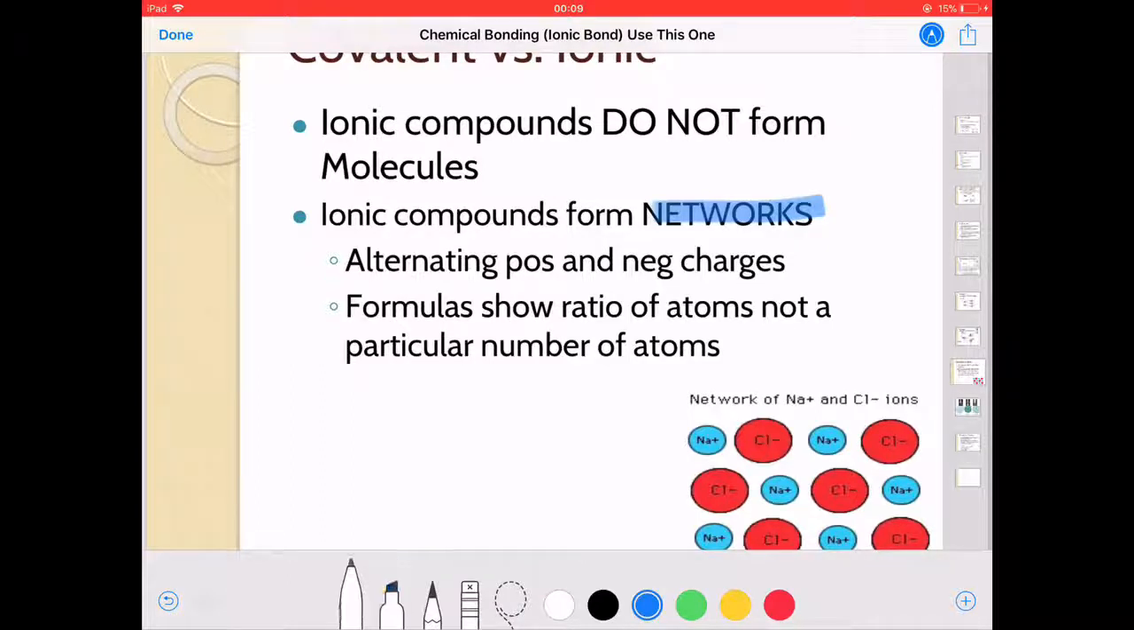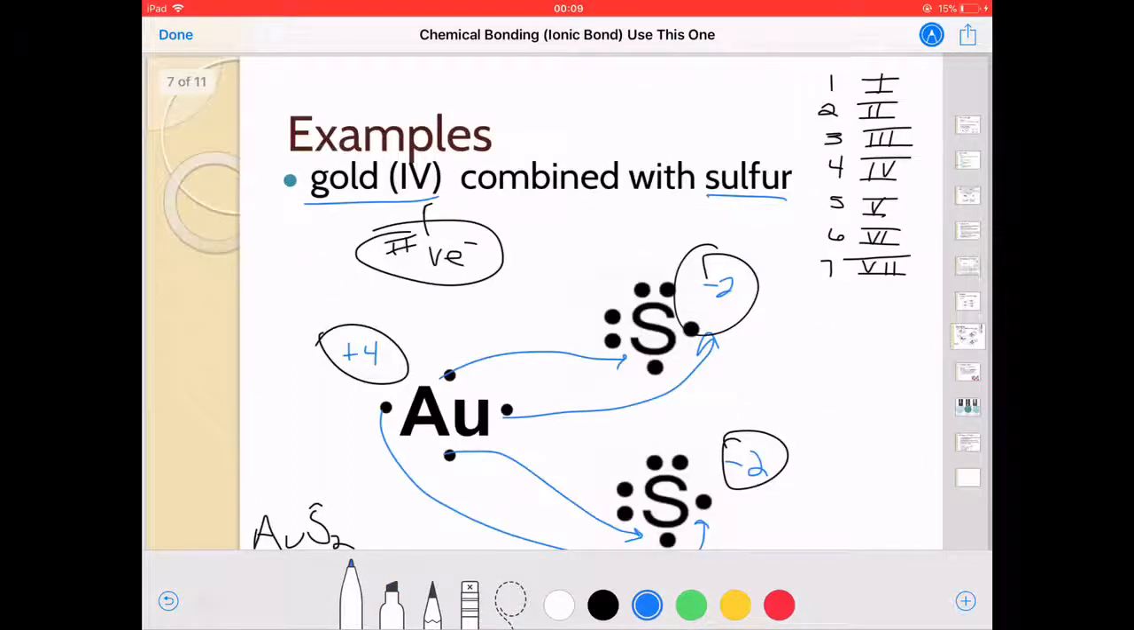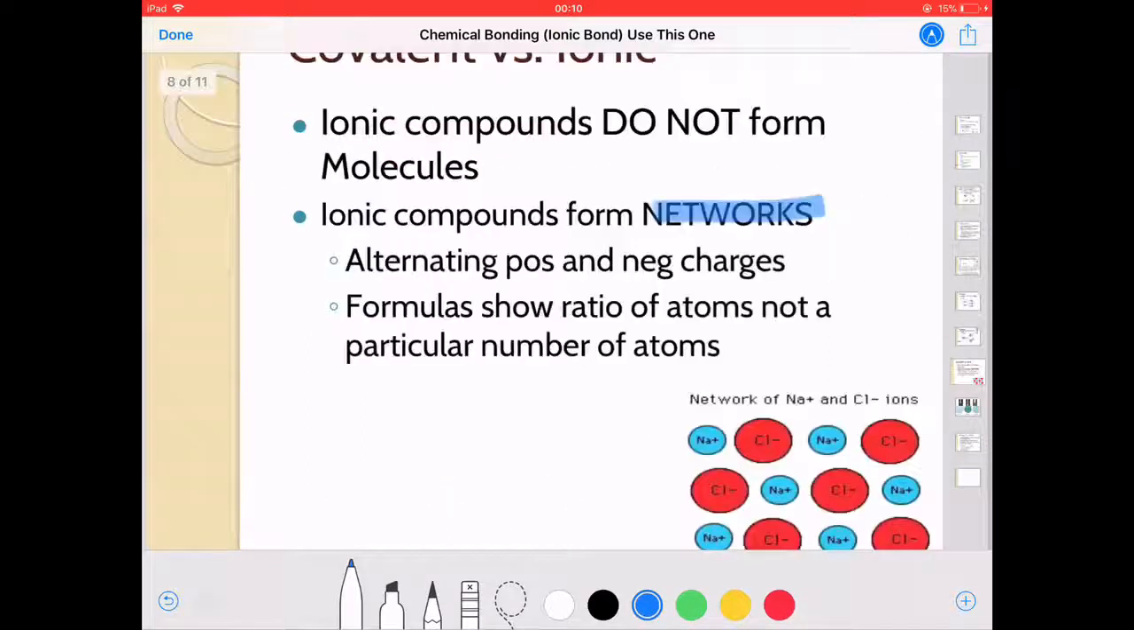Know that when I give you a formula, if we go back to our example over here of AuS2, that doesn't tell you that you're only using one gold and 2 sulfurs to form a crystal of gold sulfide. That's just showing you your ratio of, for every 1 gold atom, you have to have 2 sulfurs to balance it out. In the case of salt, or sodium chloride, you have 1 sodium atom for every 1 chlorine atom to balance those out, because one's positive 1, one's negative 1.